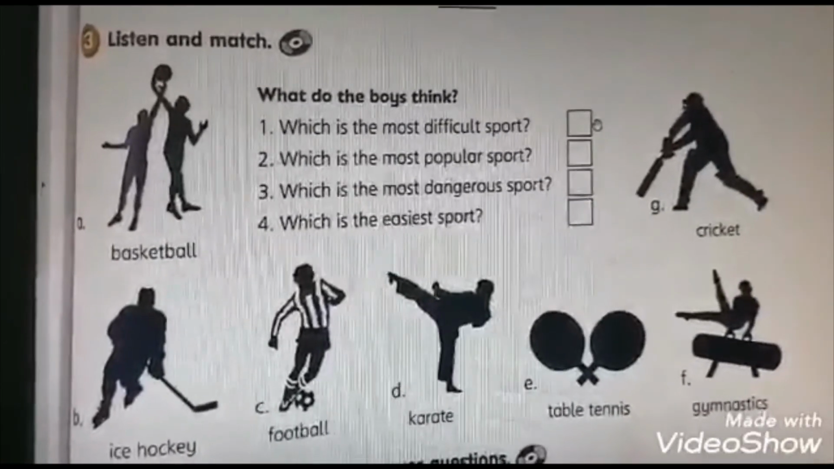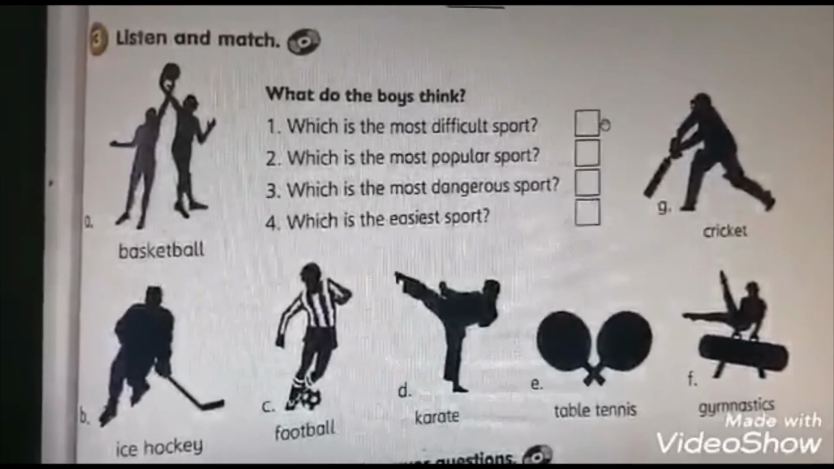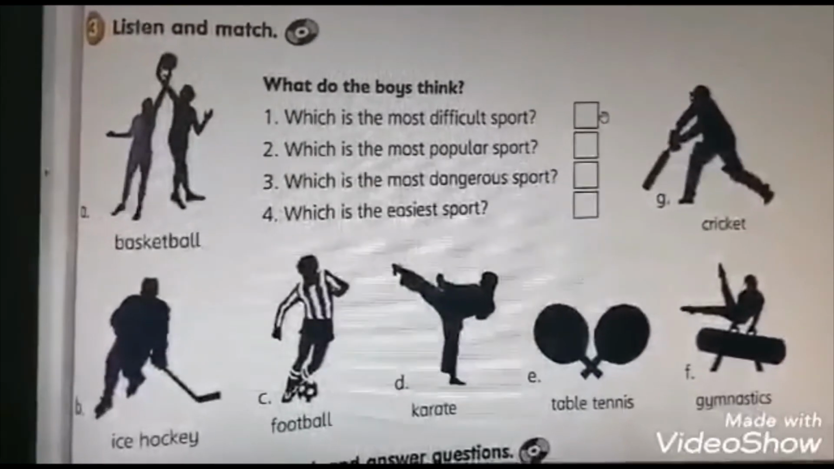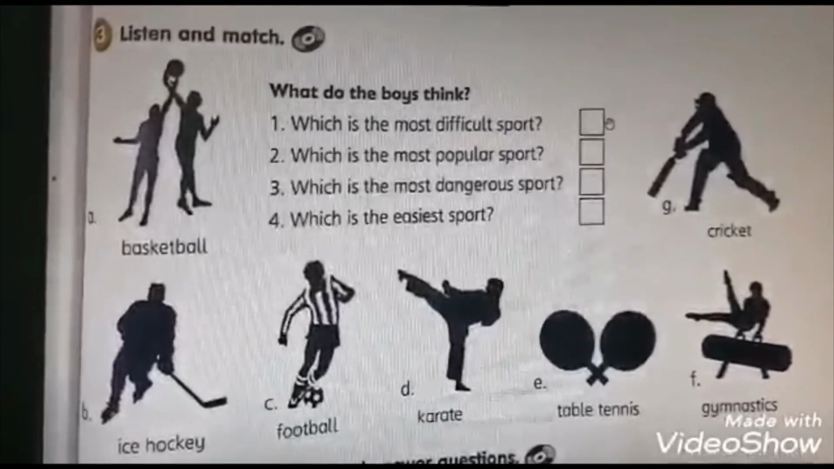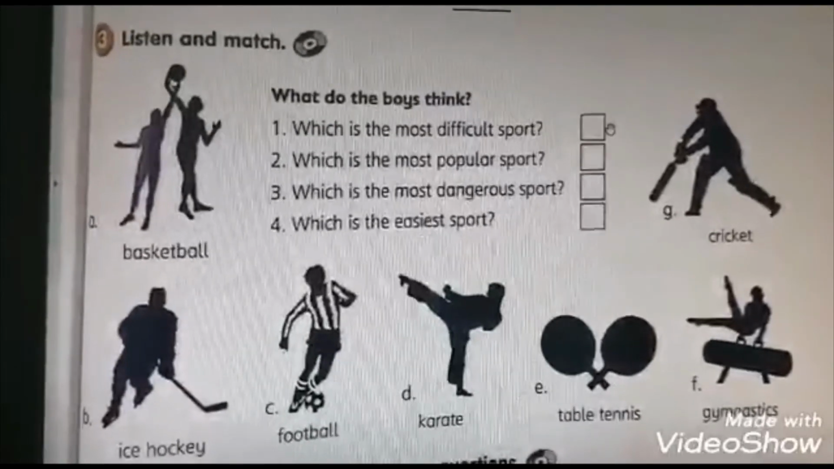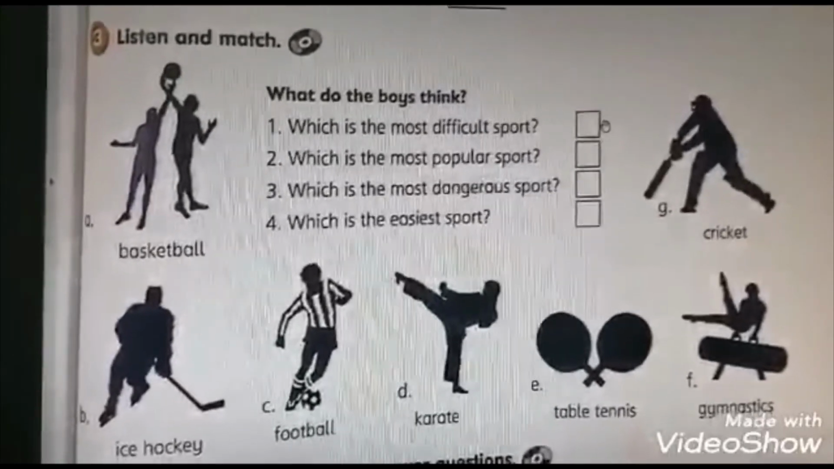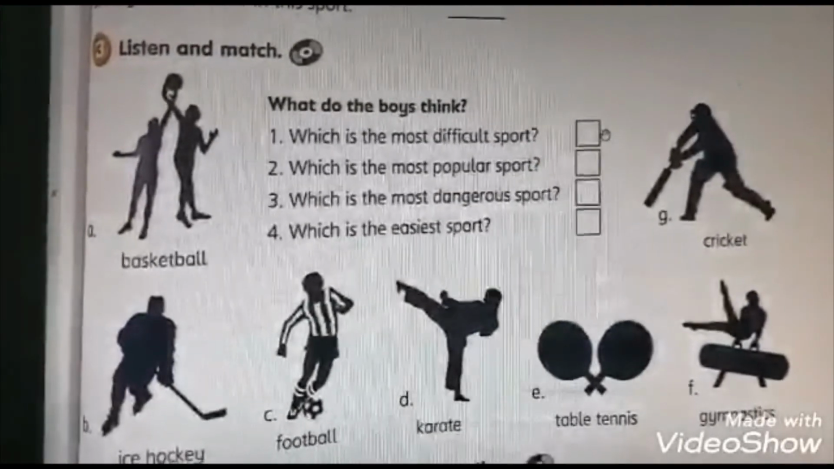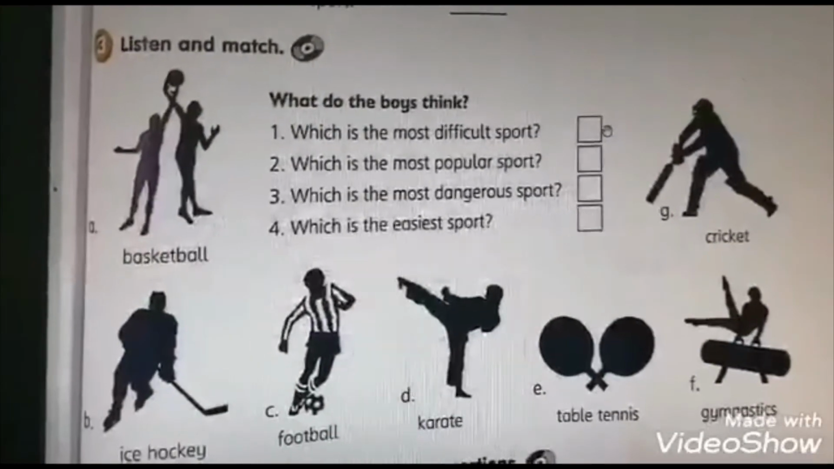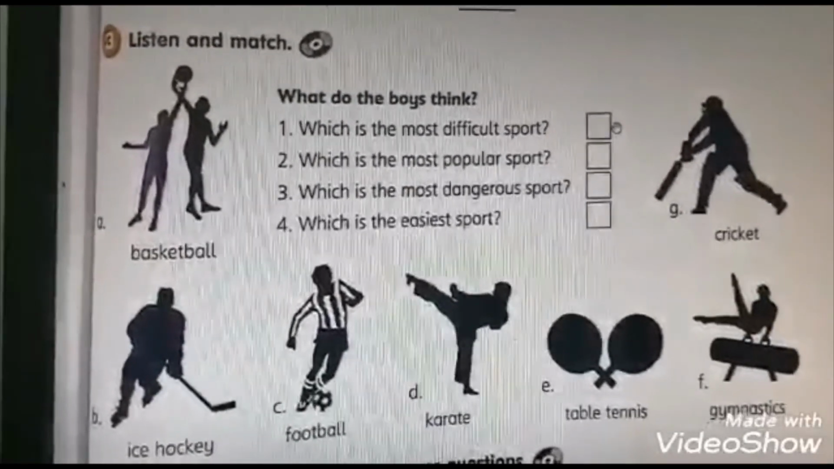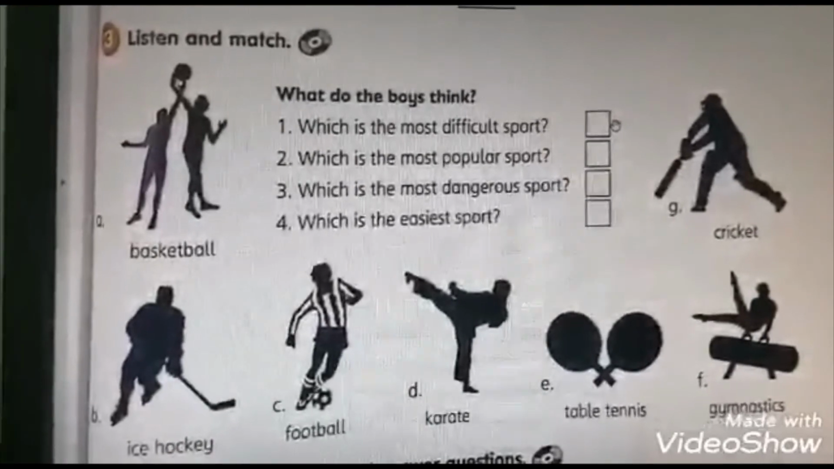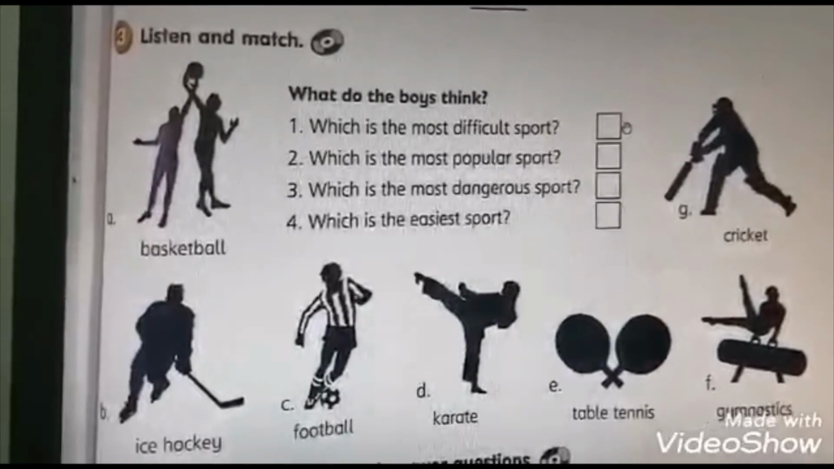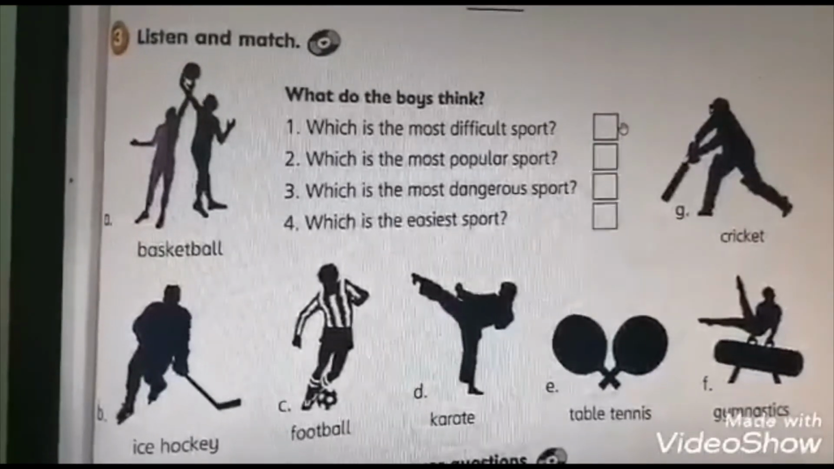You're right. Let's see. What about football? I like football. It's the most popular sport in the world. It is, but I don't really like football. What about hockey? Hockey? That's dangerous. Yes, it is. But karate is more dangerous than hockey. You're right. Karate is the most dangerous of all these sports. So, what are we going to do? Hey, we both like basketball, right? I think it's the easiest sport for us and we can play every day.